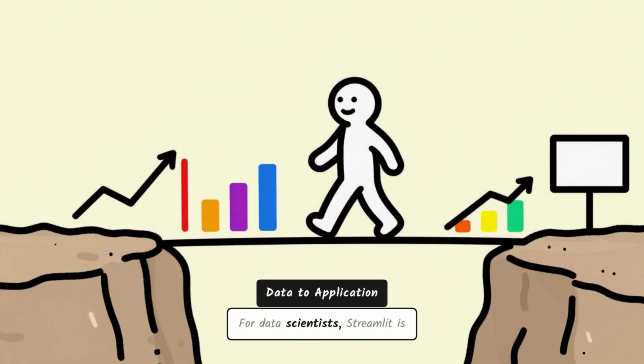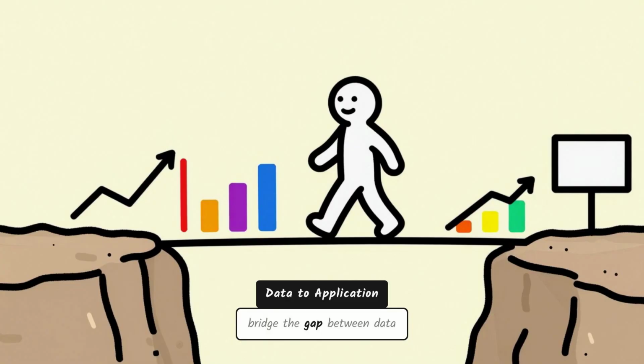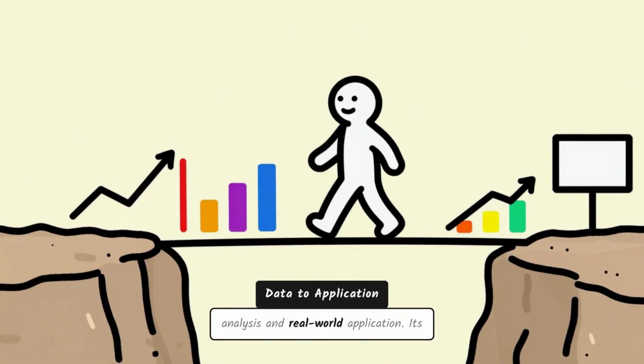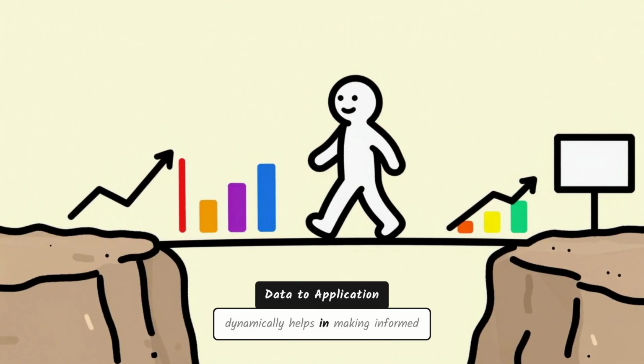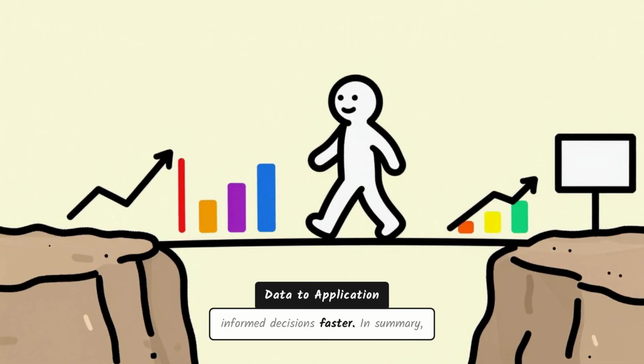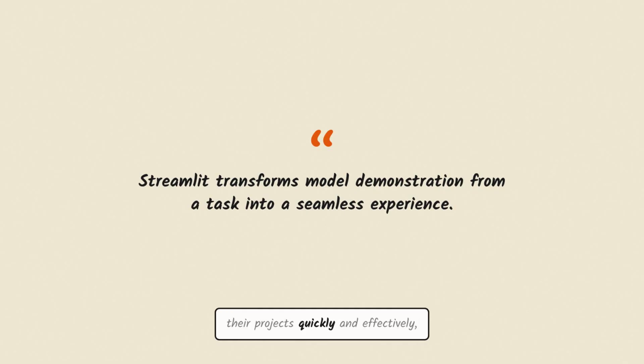For data scientists, Streamlit is more than just a tool. It's a way to bridge the gap between data analysis and real-world application. Its ability to visualize data dynamically helps in making informed decisions faster. In summary, Streamlit empowers developers and data scientists to build and share their projects quickly and effectively, transforming the way models are demonstrated and refined.